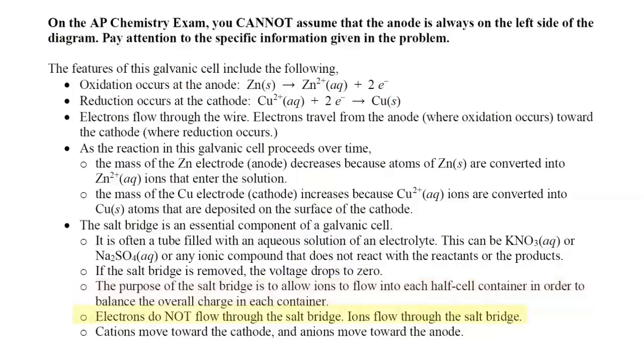Electrons do not flow through the salt bridge. Ions flow through the salt bridge. Cations move toward the cathode, and anions move toward the anode.